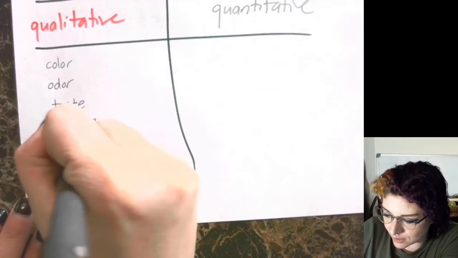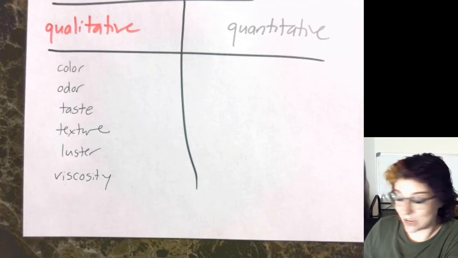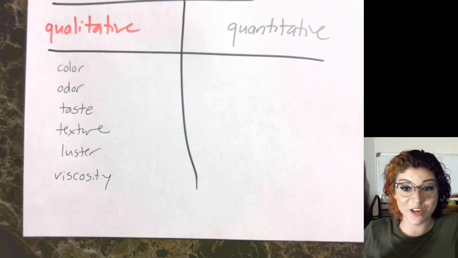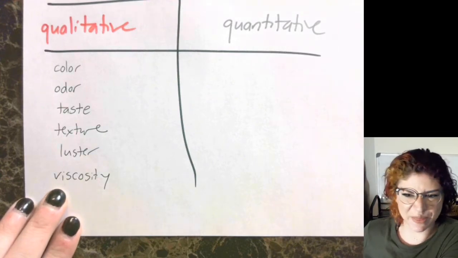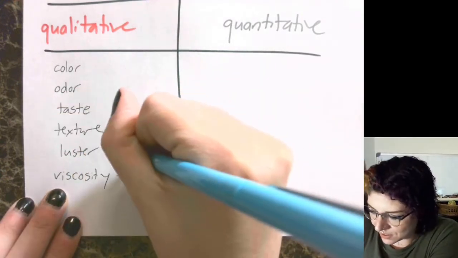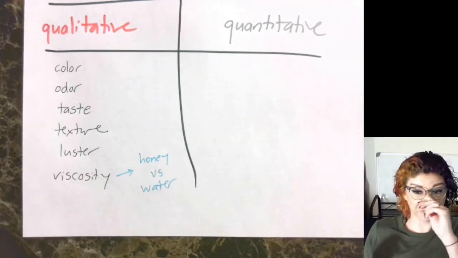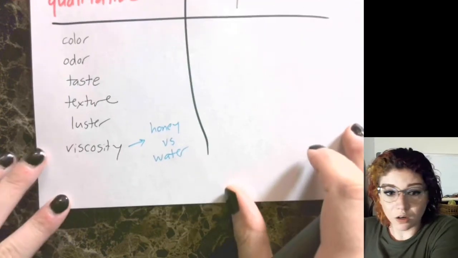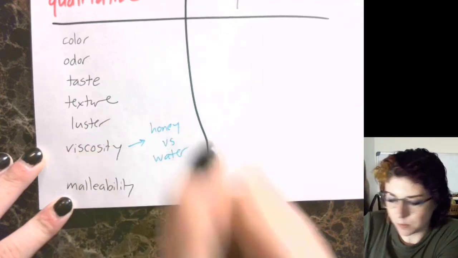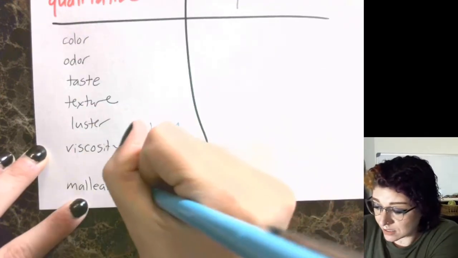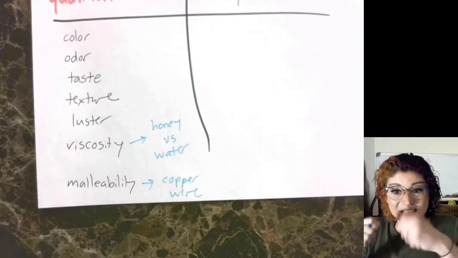Also viscosity. So we're going to get more into this later, but viscosity is actually a pretty darn cool property. It deals with how thick something is. So think of honey versus liquid water. We're going to get more into that later. Also think about malleability. So an example here is that copper wire, right? You can easily bend it to how you need it.